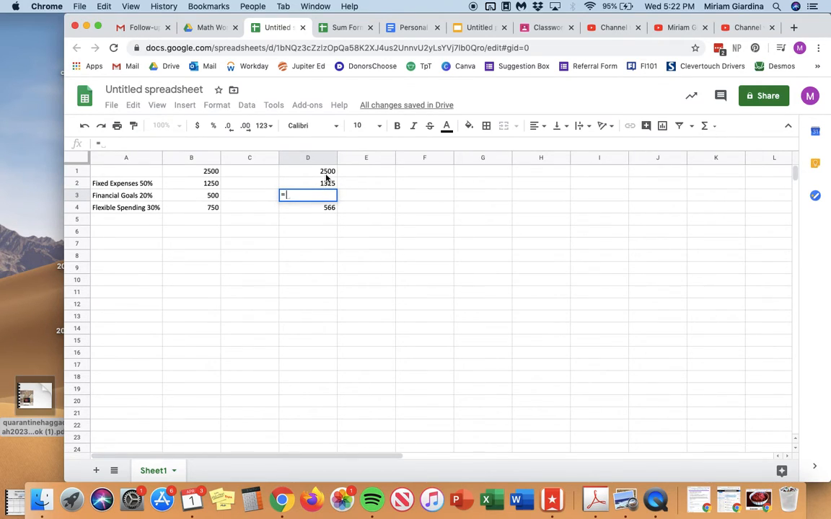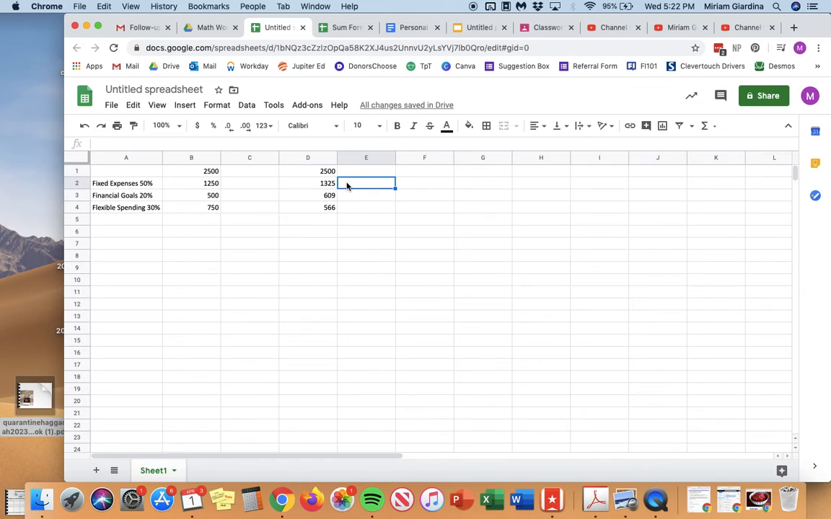So I'm going to go ahead and use a subtraction formula, actually. I'm going to take this number and subtract my fixed expenses and subtract my flexible spending. I just do that by using a regular old subtraction sign. It's right next to the zero. Press enter. Okay, I've got $609 left. Hey, that's actually pretty good. That's better than the other scenario.